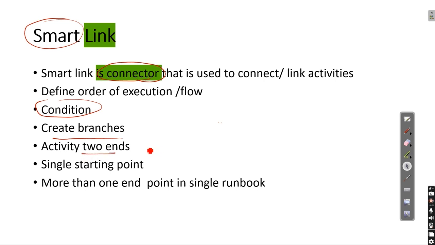Each activity has two end points. First is "from" and second is "to", and through that we will link the activities, right? A single runbook must have a single starting point, but a single runbook could have more than one end point.